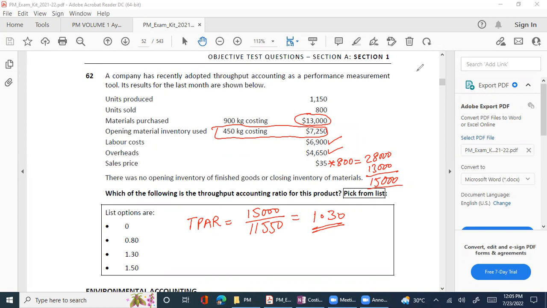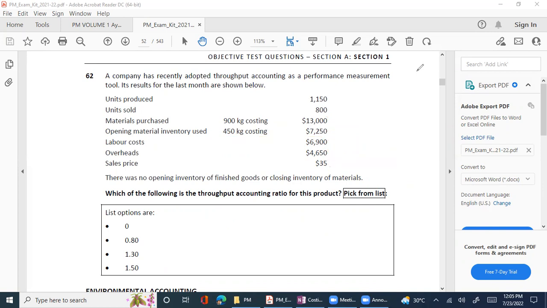Everyone, please share your feedback regarding today's class. Are you okay with these two topics, life cycle and the throughput accounting ratio?